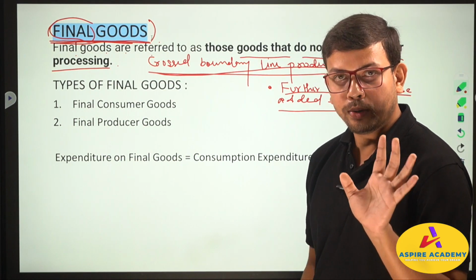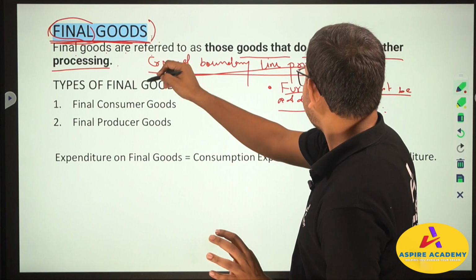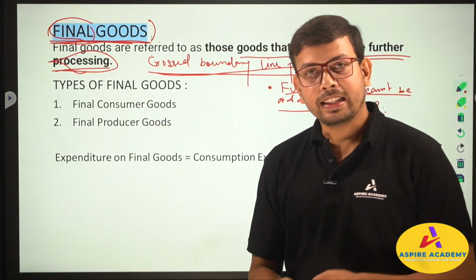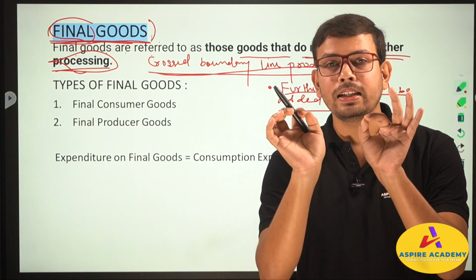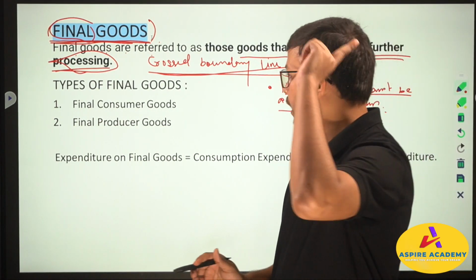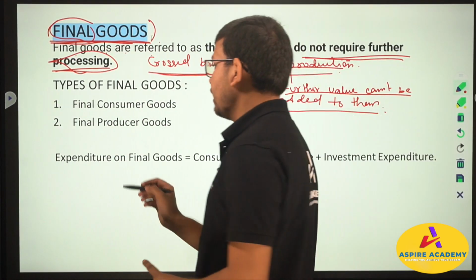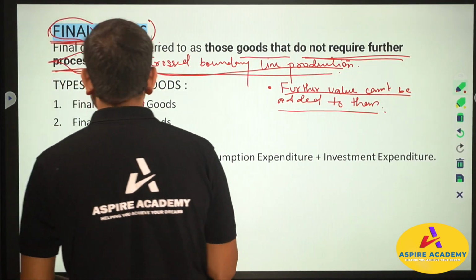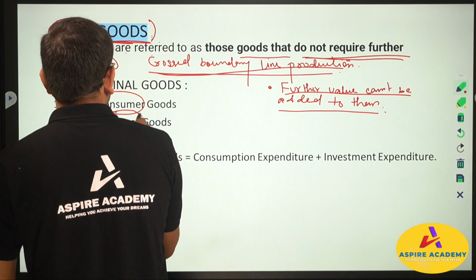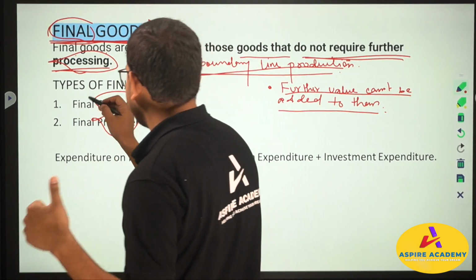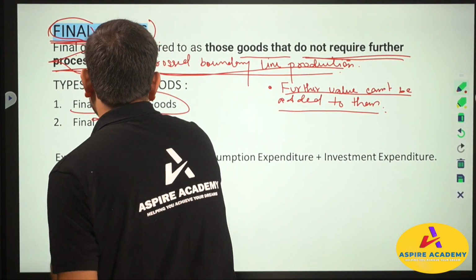Are you getting my point? What I'm saying is that it is a type of good which does not require any further processing, and is perfectly ready for consumption. Consumption by whom? Consumption by two different key elements of an economy. The first is the final consumer good, and the next is the final producer good. So let us look at both of them one by one.